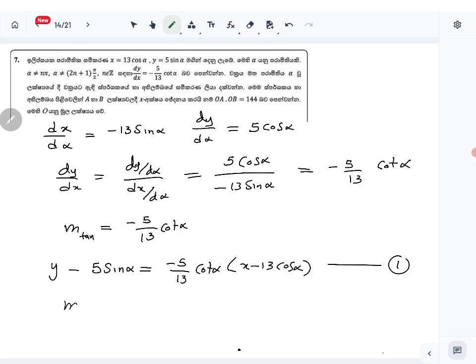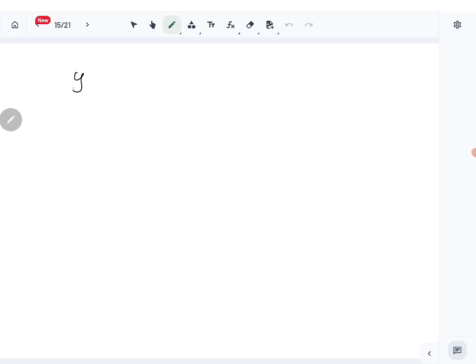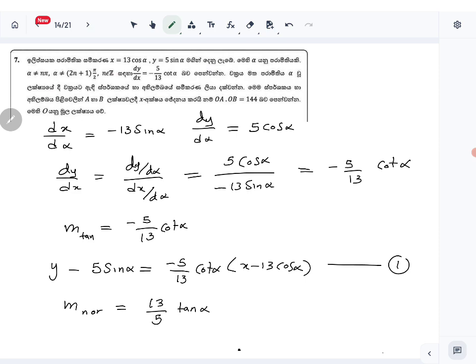Then we need to find what? M normal first, to find the normal line equation. The gradient of the normal is what? The negative reciprocal of this one. So 13 over 5 cot alpha becomes tan alpha. So that's the gradient of the normal, and we have to find the equation at the same point. So what is the equation? Y minus 5 sine alpha equals 13 over 5 tan alpha times x minus 13 cos alpha, right? So let me mark it as equation 2. So that is the normal line.